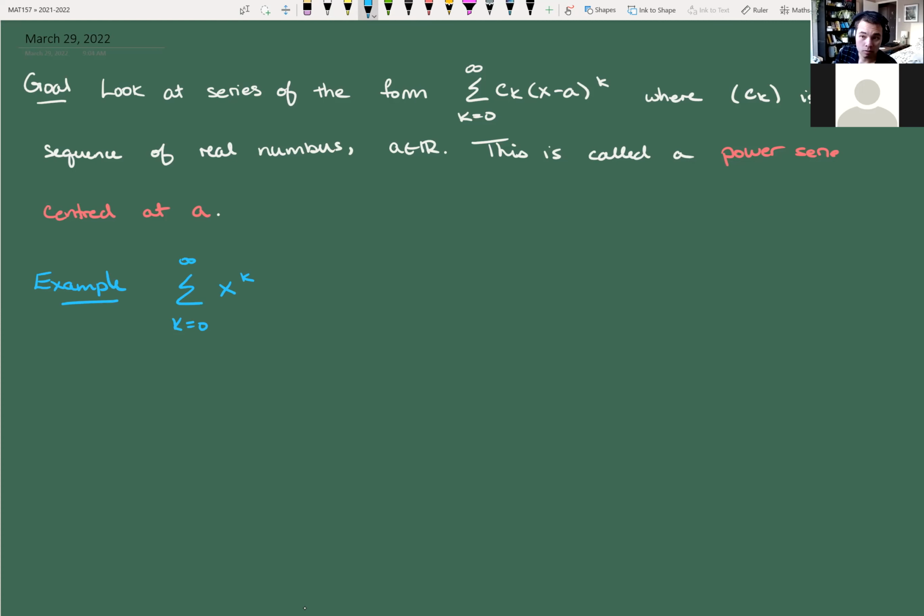And we know that this thing actually doesn't converge for all real numbers. We know that this converges if and only if what?